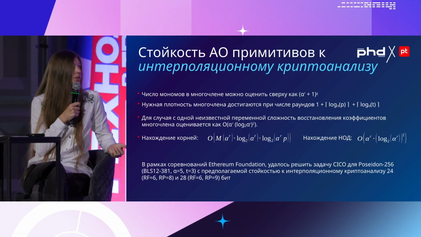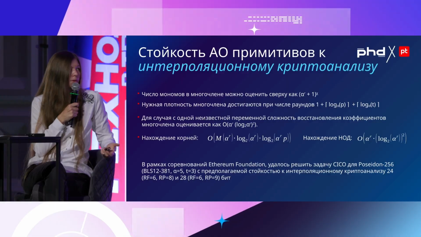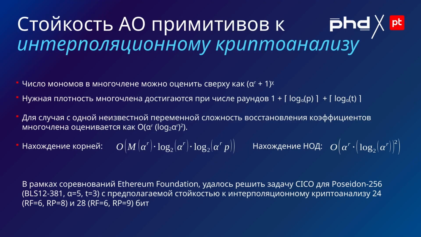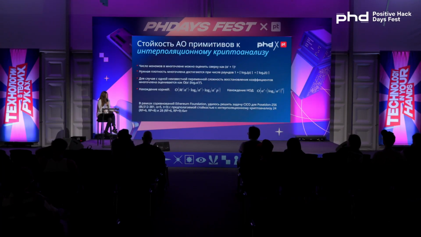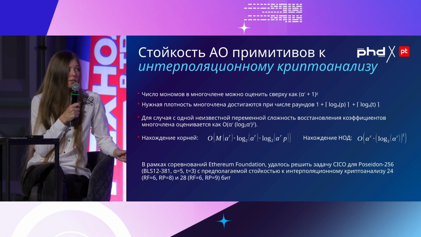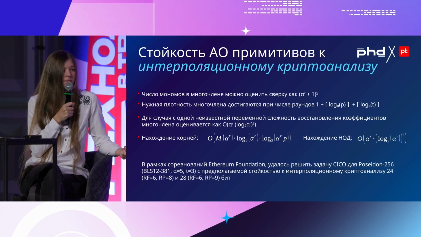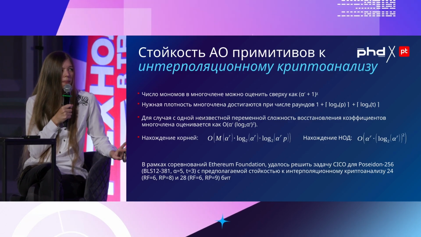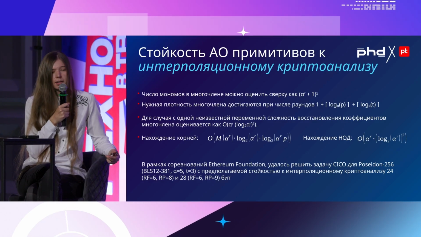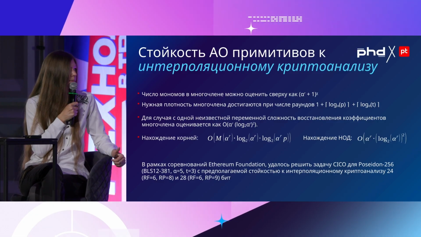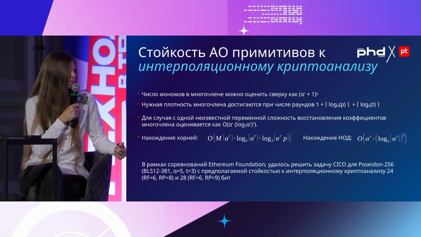Now, an algorithm will be considered robust to interpolation cryptanalysis as long as the number of texts, the number of monomials that you need for the polynomial, is approaching the security threshold, or number p. The number of monomials in a polynomial can be assessed as alpha to the power of r plus 1 to the power of h, where you will remember that alpha is the power of the nonlinear layer, and h corresponds to the number of variables we don't know.